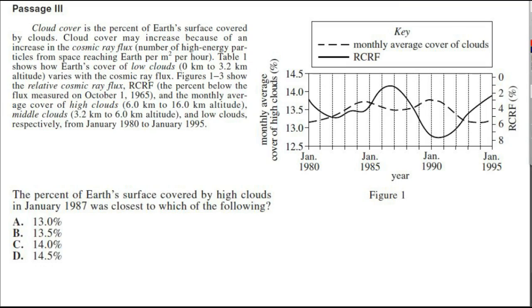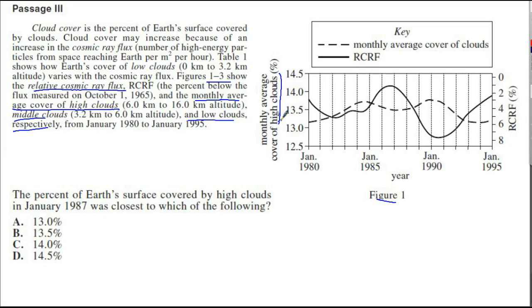All right, we're still on this passage, and we're looking at cloud cover once again. We're looking at a different graph now, and this different graph is figure 1. Figure 1 shows the relative cosmic ray flux and the monthly average cover of high clouds. This one's high clouds. Figure 2 shows us middle clouds. Figure 3 shows us low clouds. So this one is high clouds.